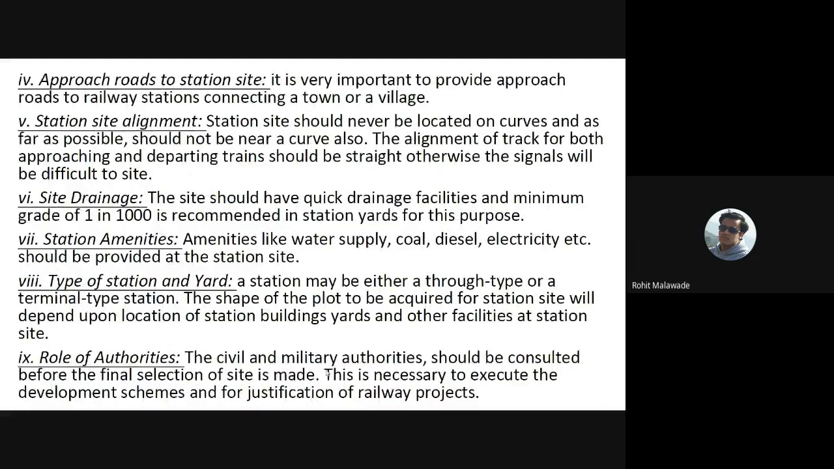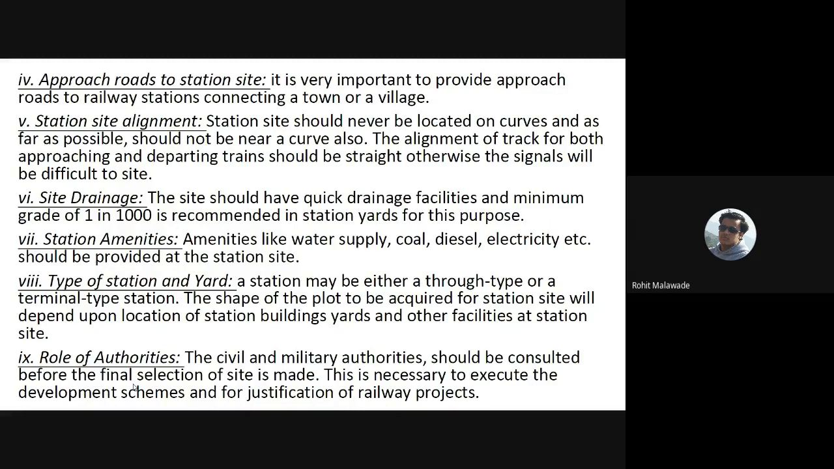Okay, now role of authorities. The civil and military authorities should be consulted before the final selection of the site, right? We cannot have directly wherever the site we want. We should take the permission of the civil and the military authority, the defense also, and the civil authority also, in order to have the site selection for your railway track.